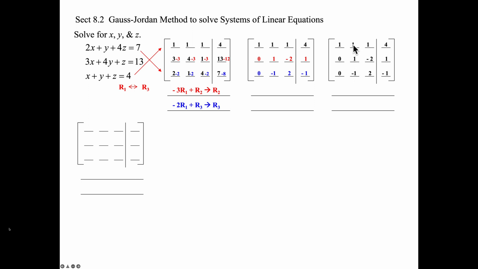So opposite of 1 is negative 1. Times the 1 in row 2 and add it back to the row 1 to make that our new row 1 where there's a 0 there. So negative 1 times 0, that's 0. So we're always adding a 0, no change. Negative 1 times 1 is negative 1. Negative 1 times negative 2 is positive 2. Negative 1 times 1 is negative 1.